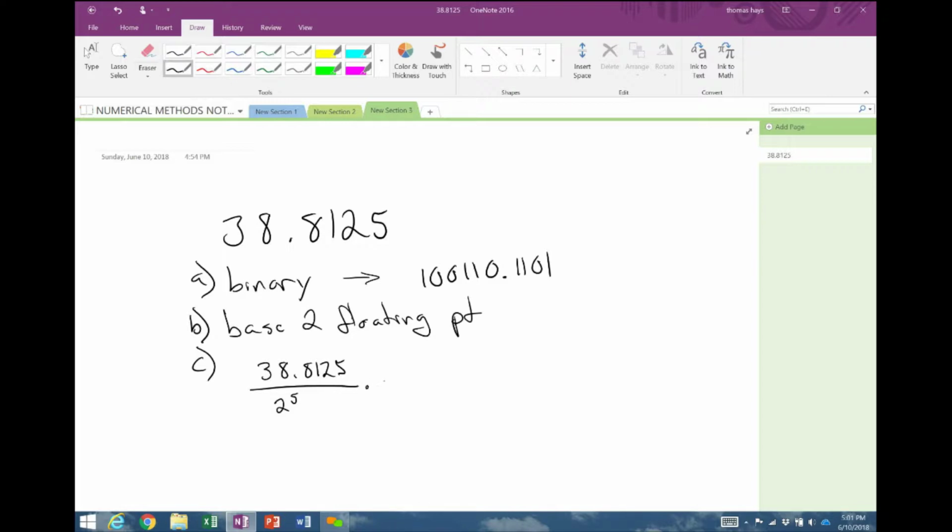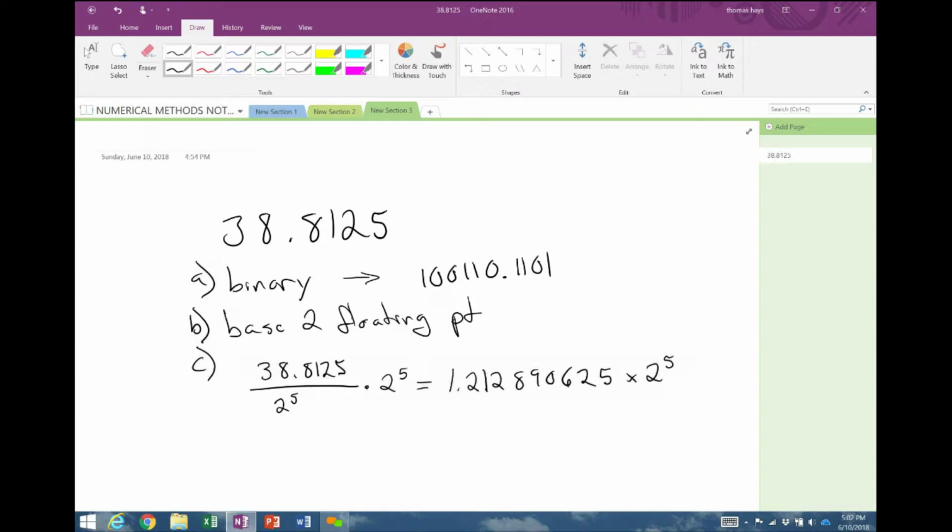Of course, we have to multiply this again by 2 to the 5th. Otherwise, we're actually changing the number, right? But if we multiply the numerator by 2 to the 5th and the denominator by 2 to the 5th, we've done nothing to the number. We're just separating it out and changing its form. So in this case, putting this into the base 2 floating point representation, that ends up being 1.212890625 times 2 to the 5th.